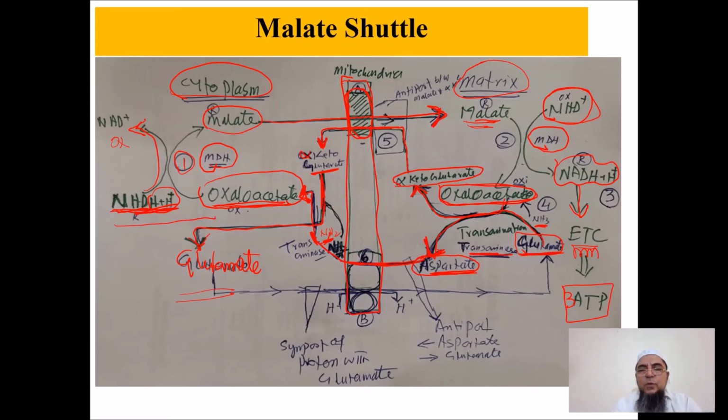Now what we need is glutamate inside the mitochondria. We need glutamate inside the mitochondria. So glutamate easily crosses with the same protein which was shifting aspartate out. The same protein will shift the glutamate into the mitochondria, and then it will reach its place again.